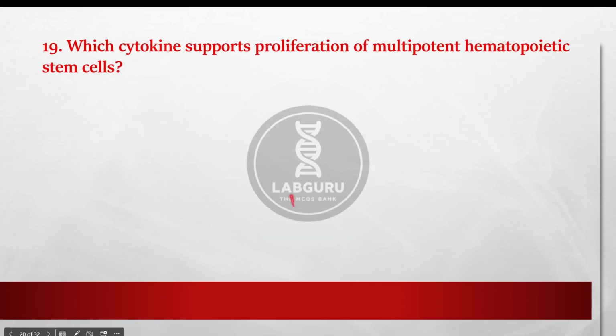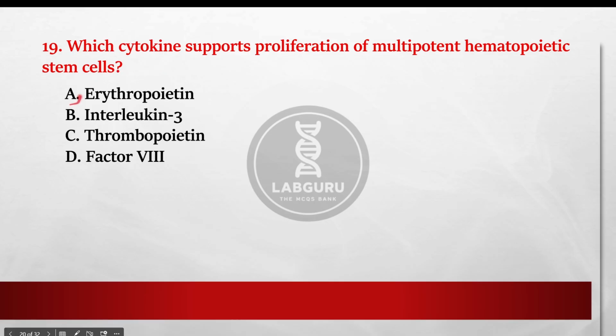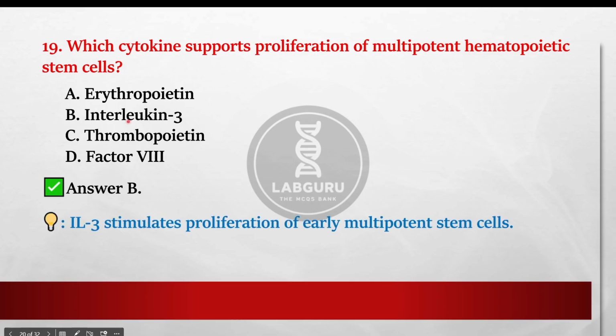Question number 19. Which cytokine supports proliferation of multipotent hematopoietic stem cells? The options are option A erythropoietin, option B interleukin 3, option C thrombopoietin, and option D factor 8. Here the right answer is option B, that is interleukin 3. Interleukin 3 stimulates proliferation of early multipotent stem cells.